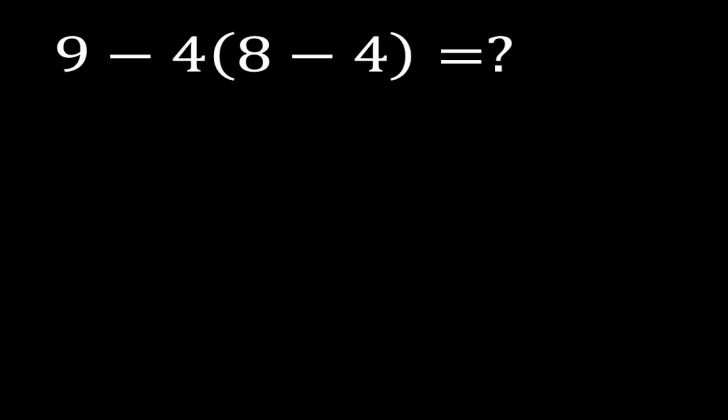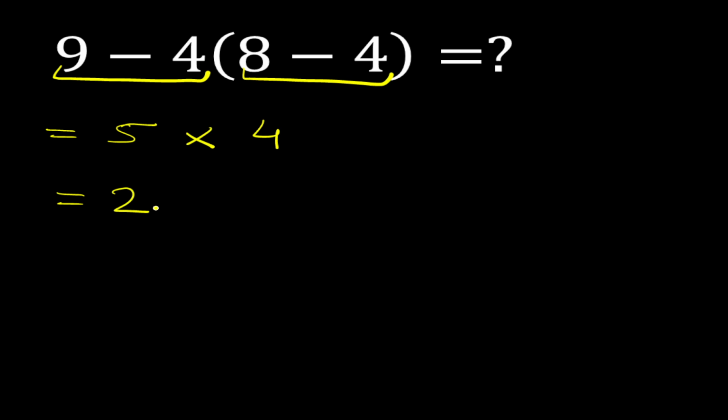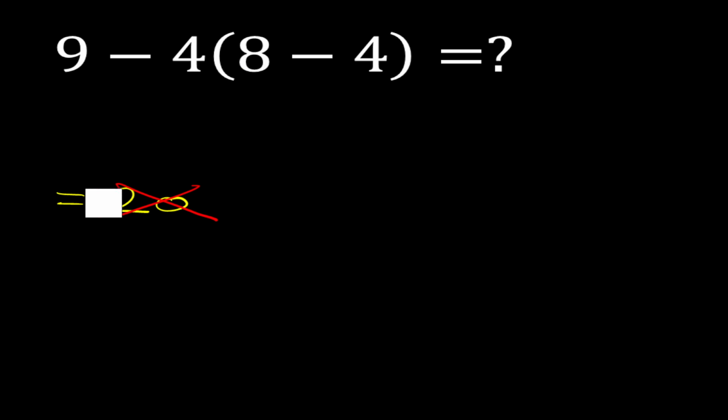So most people solve this question like 9 minus 4 is equal to 5 and 8 minus 4 is equal to 4. So 5 times 4 is equal to 20, right? But this answer is not correct. This answer is completely wrong. So now let's solve this problem correctly by using the PEMDAS rule.